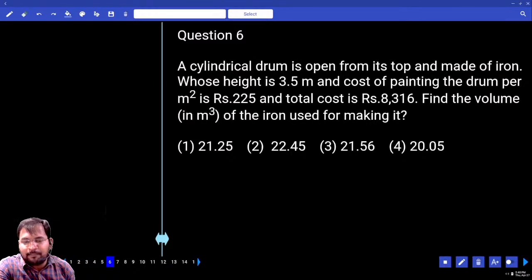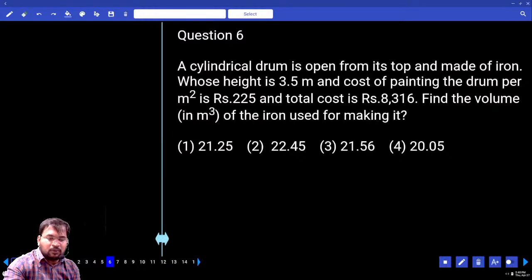A cylindrical drum is open at its top and made of iron, whose height is 3.5 meters, and the cost of painting the drum per square meter is 225, and the total cost is 8316. Find the volume of iron used for making it. See here, that is a cylindrical drum. They are asking volume, which always involves pi. Whenever pi related questions are there, you have to try with 11.